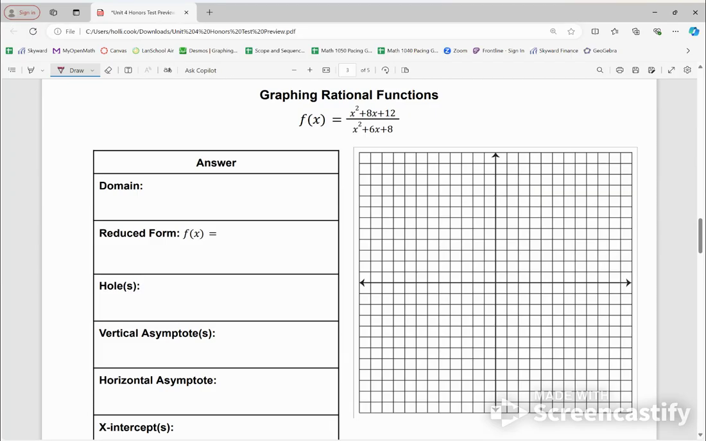So, very first thing when we get to rational functions, we need to factor them. So on the top, we need 2 numbers that multiply to 12 and add up to 8. So that's going to be 2 and 6. On the bottom, 2 numbers that multiply to 8 and add up to 6 is 2 and 4.